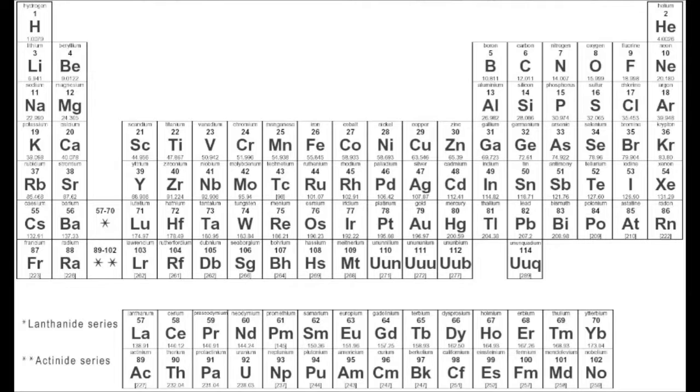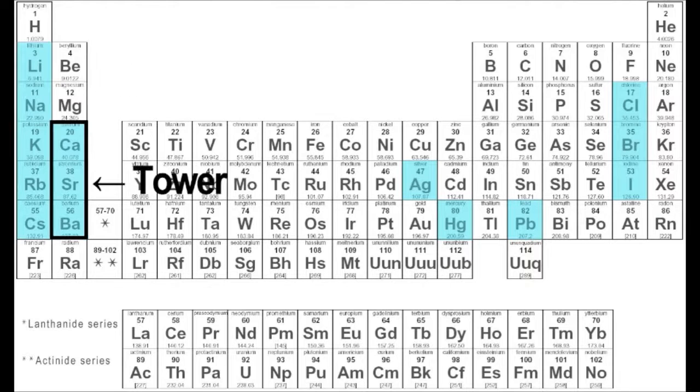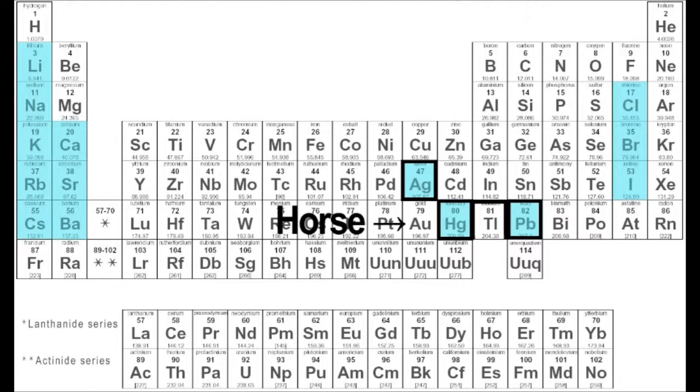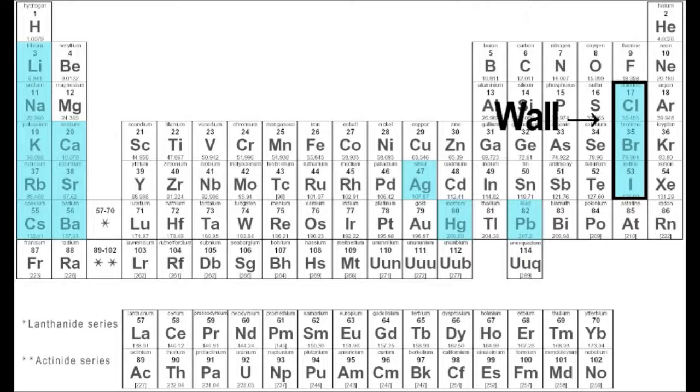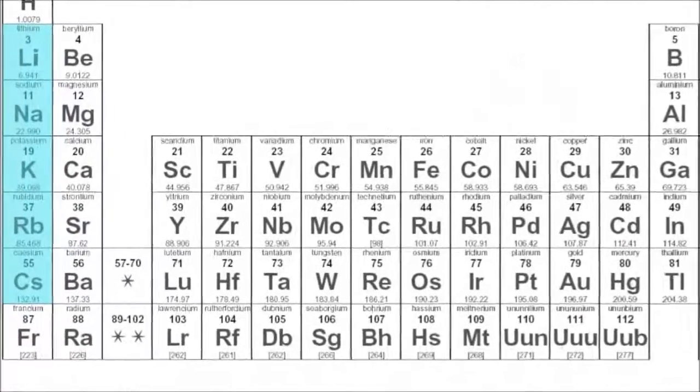As Dr. Lichter states quite often during class, he likes to look at the periodic table as a castle, right? A castle contains a wall, a tower, a horse, and even an inner tower. So the first thing that we're going to look at is the wall, the biggest wall.